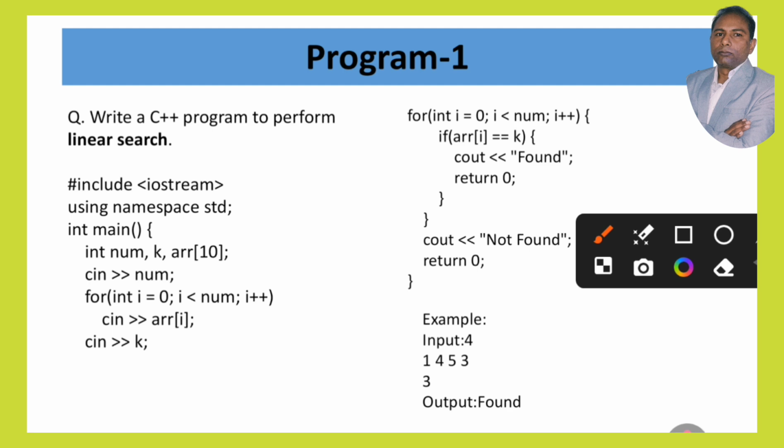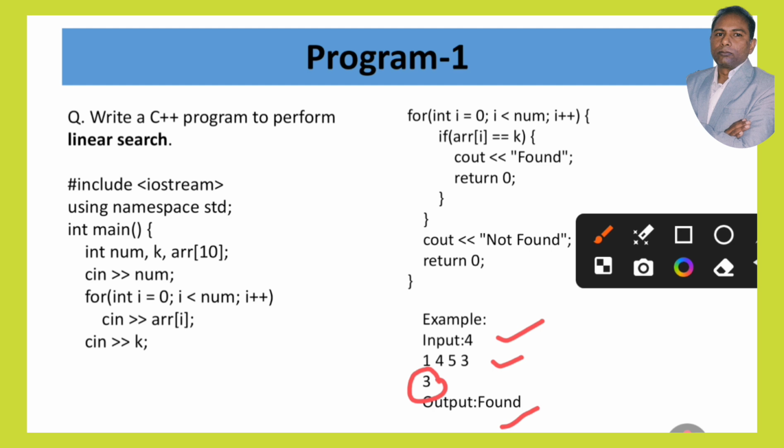For example, an array is there. There are four elements, that is 1, 4, 5, 3. So we can search any element of this array. For example, if we want to search 3, and 3 is present in this array, then we will display found. If 3 is not present in this array, then we will display not found.